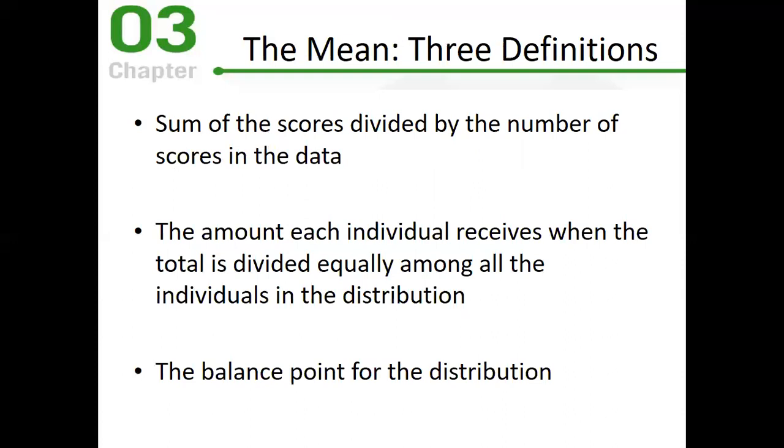Now we can look at the mean in 3 different ways. The sum of scores divided by the number of scores in the data. We just did that with the electric bill example. The amount of something that each individual receives when it's divided equally among all of the individuals in the distribution. If I have $3,000 and I have 3 people, well, everybody gets $1,000. We can also talk about the mean as being a balance point for the distribution. Let me show you what this means.